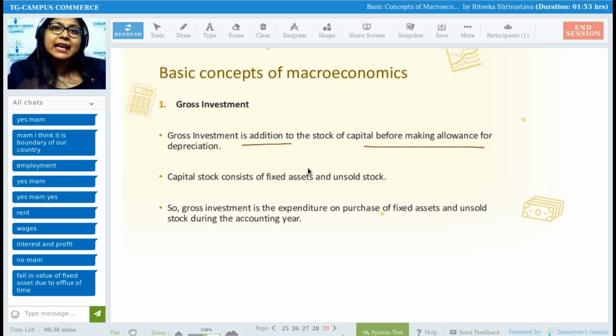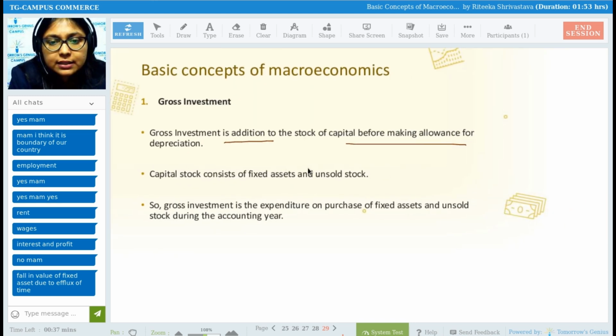So before making any kind of allowances, meaning the charges or the deductions. Allowances means the deductions which can be in the form of tax, depreciation, or anything else. So the total amount in the hand of the person before making the allowances like depreciation is called gross investment.